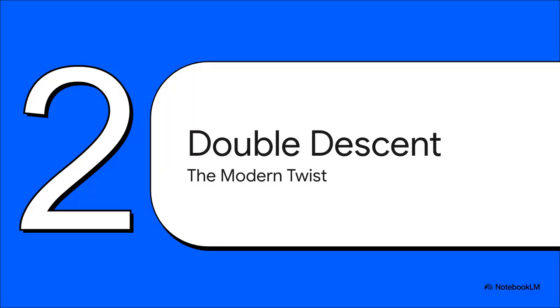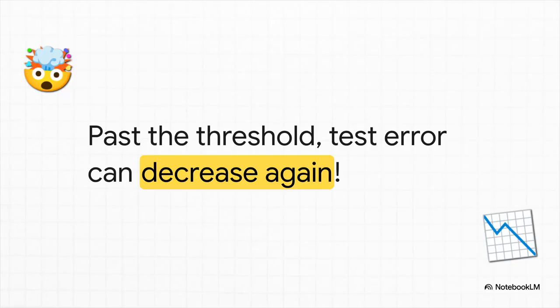Moving on to part 2, the modern twist, known as double descent. Okay, now that we understand the classical rules, I need to introduce a massive plot twist that completely shook the machine learning world back in 2019.